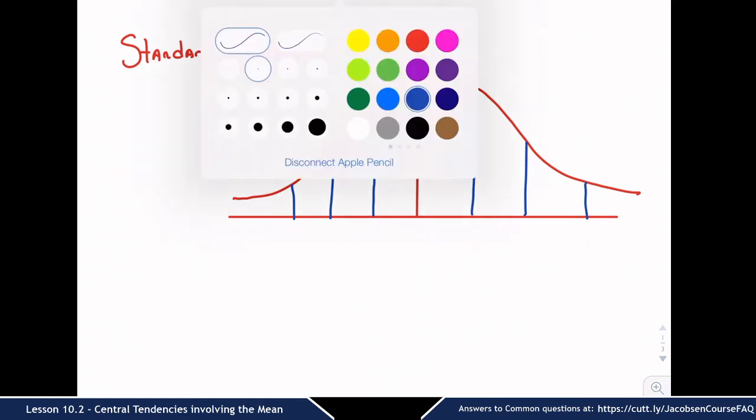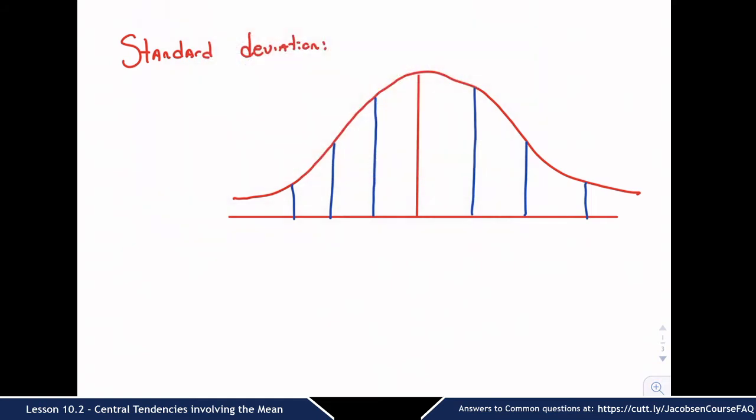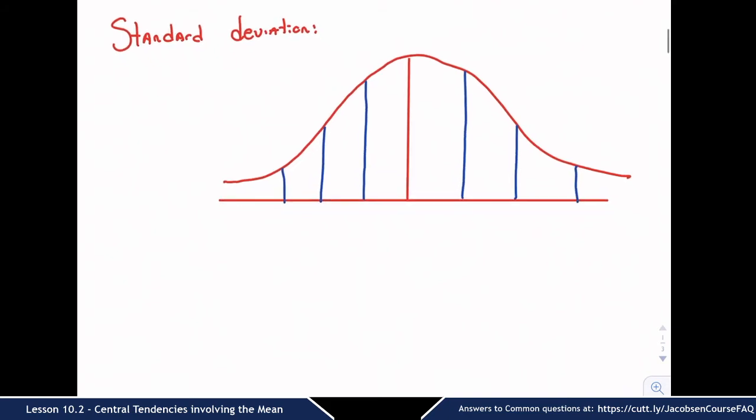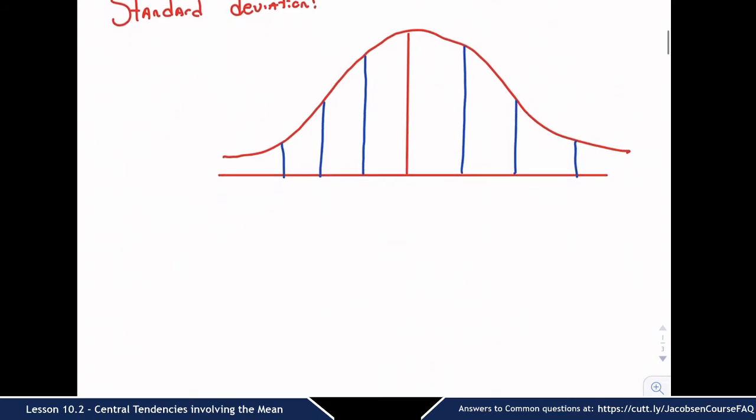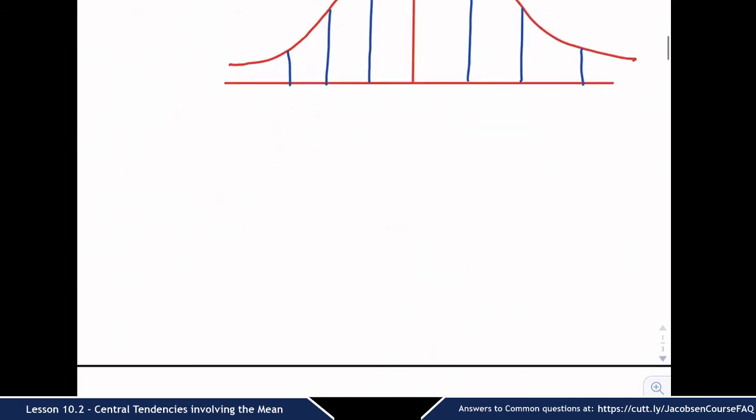To calculate standard deviation is a little bit more in depth as compared to finding the quartiles involving the median. Just like the mean requires a little bit more work to find its central tendency, standard deviations will require a little bit more work to find it as a physical value. The steps to find standard deviation are as follows. Step 1 is to find the mean of your data.